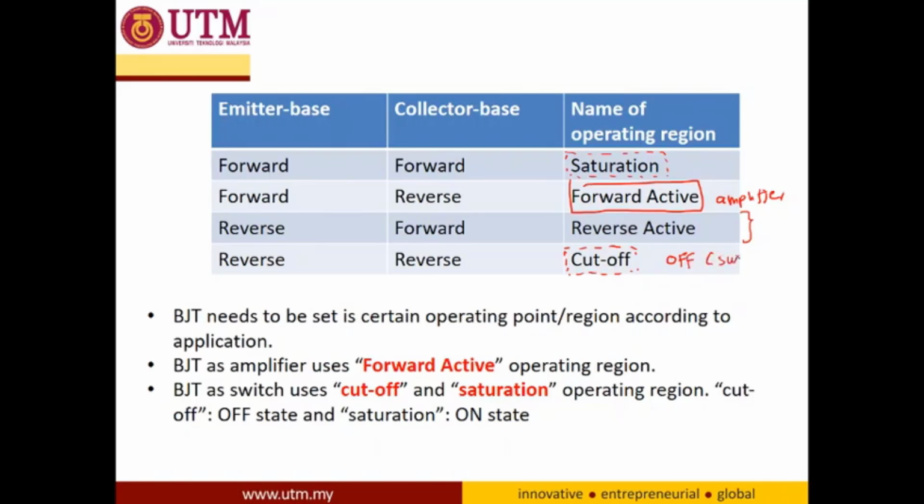This is the off state of the switch. And then the saturation is actually where the current starts to flow and hits the maximum current value. So this is the on state. Okay, so now you can see the importance of biasing the terminals of the BJT at a certain value. This should depend on the application of the BJT.